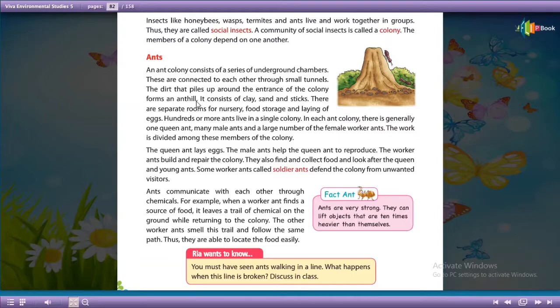It consists of clay, sand and sticks. So, the ant hill, what is it made of? Clay, sand and sticks.